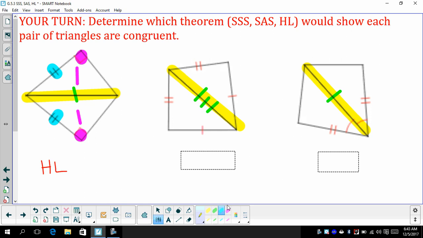In this triangle, I started out with two pairs of congruent sides. We were able to name a third pair of congruent sides because of the reflexive property. So that gives us side, side, side theorem.